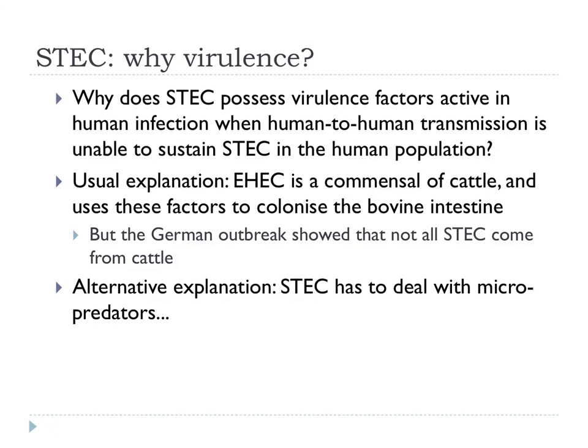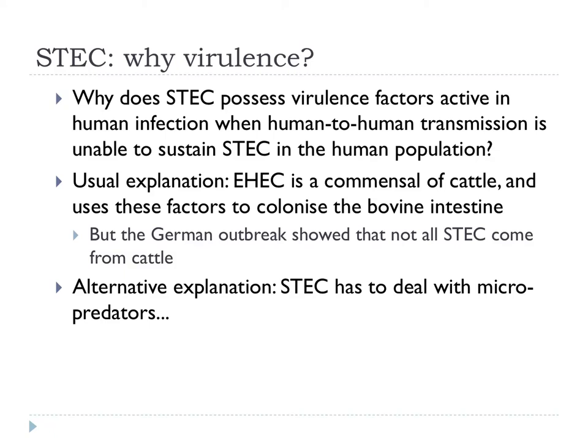If we look at classical EHEC, or maybe STEC in general, we have to ask ourselves the question: why on earth does this organism have all these virulence factors, including the Shiga toxin, which are active in human infection, when in fact this infection doesn't spread from one human to another very readily? Certainly not enough to sustain this infection in our populations. So usually this infection is coming from outside through the food chain. Typically, with typical EHEC, it's a commensal of cattle, coming into the food chain because either vegetables or meat are getting contaminated with cow feces.